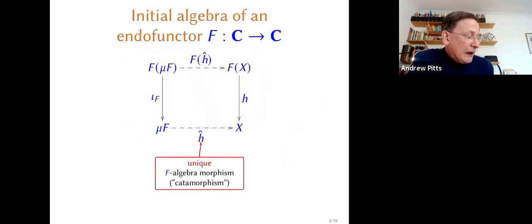That unique morphism was christened, I think, by some functional programmers, the catamorphism associated with the algebra structure h. It's not a term that I particularly like, but some people are familiar with it. So this is a very straightforward notion.